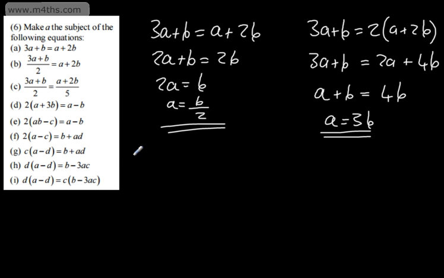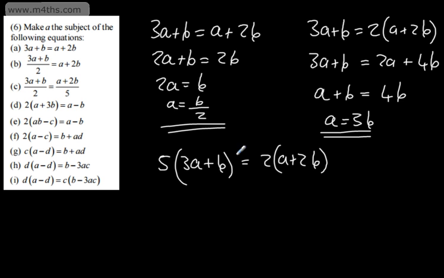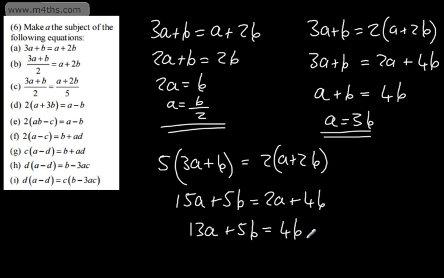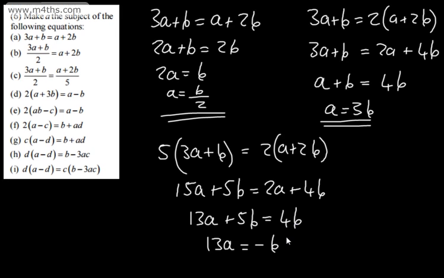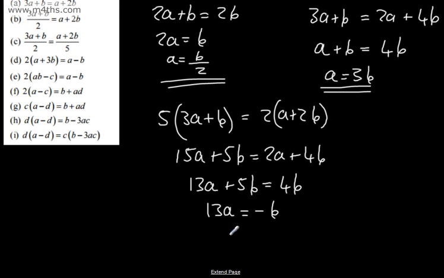Here, cross multiply or multiply through by 10. 10 is the lowest common multiple. Either way, you will get 5 lots of 3a plus b is equal to 2 lots of a plus 2b. Expanding the brackets, as we need to get the a's out, we want them on one side. 15a plus 5b is equal to 2a plus 4b. Take 2a from both sides. 13a plus 5b is equal to 4b. Subtract 5b from both sides. 13a is equal to negative 1 lot of b. And then at this stage, all we need to do is divide both sides by 13, so negative b over 13.